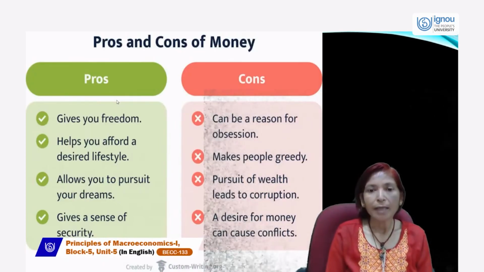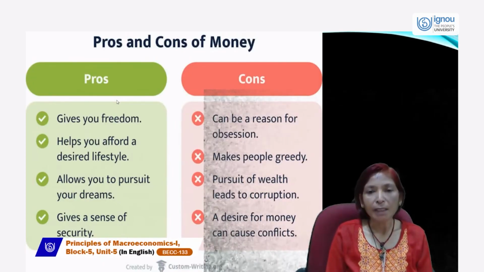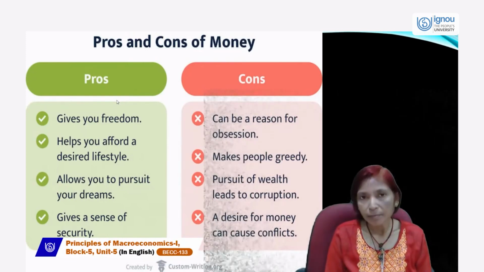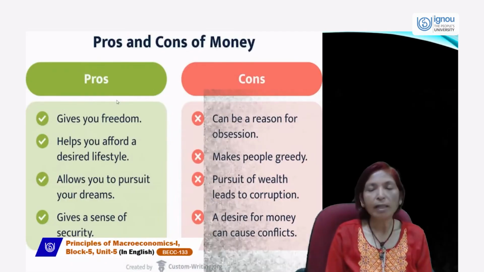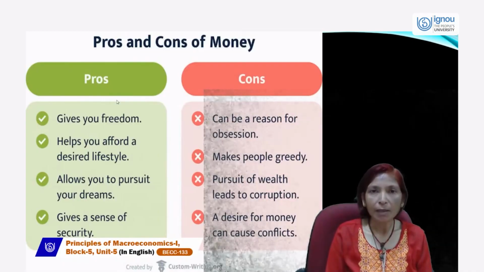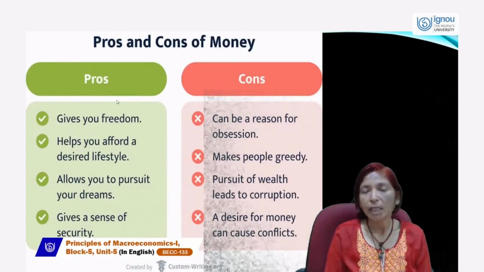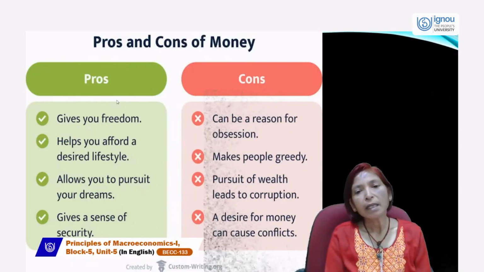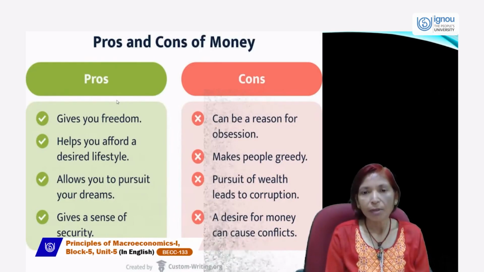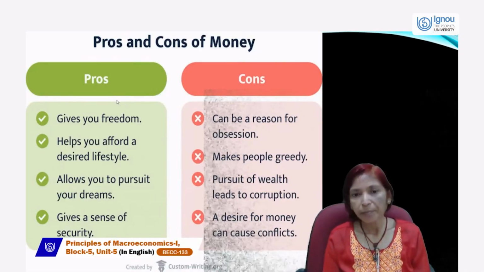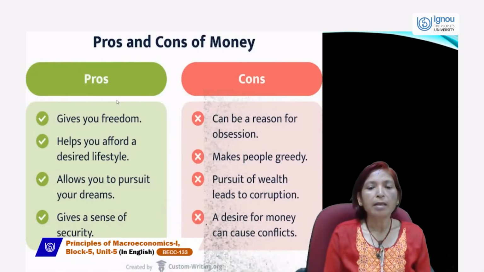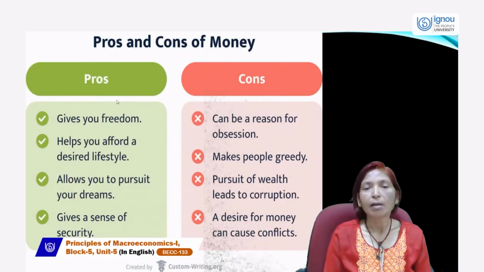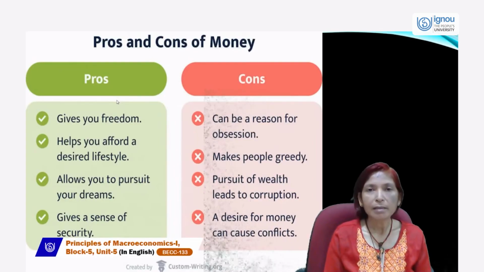It means that when people have more money, sometimes they become greedy, and because of this greediness, they commit crimes and murder to make more money and increase their money power. So, money can be a reason for obsession. Money makes people greedy. The pursuit of wealth leads to corruption, and a desire for money can cause conflicts, crimes, murders and other things.